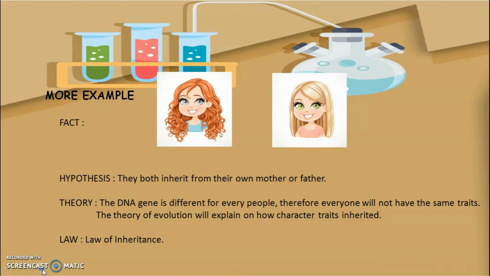More examples. For the fact, maybe when you were a kid, you might be wondering why some of your friends got curly hair and some of them have straight hair. The hypothesis is they both inherit from their own mother or father. The theory is the DNA gene is different for every person, therefore everyone will not have the same traits. The theory of evolution will explain how character traits are inherited. The law is the law of inheritance.